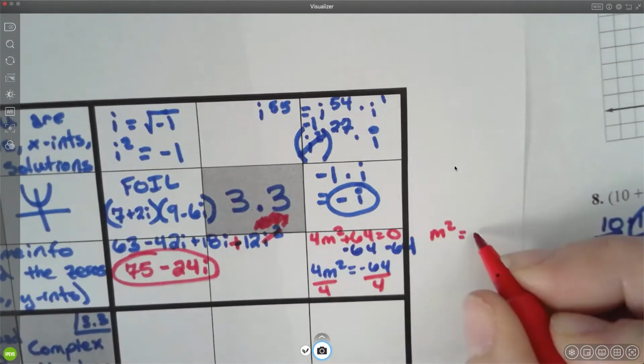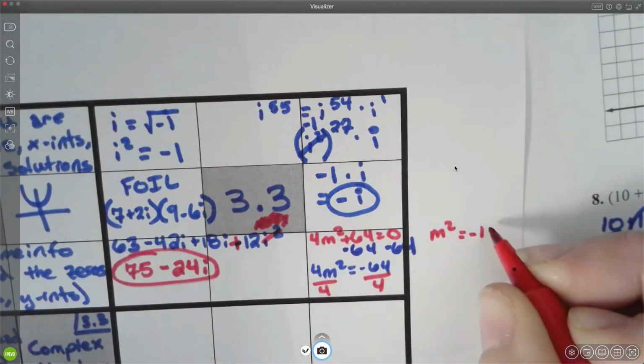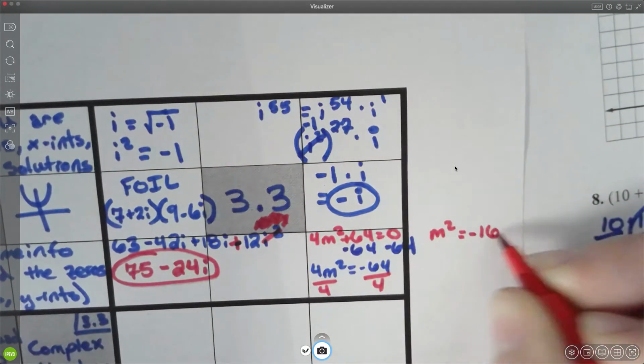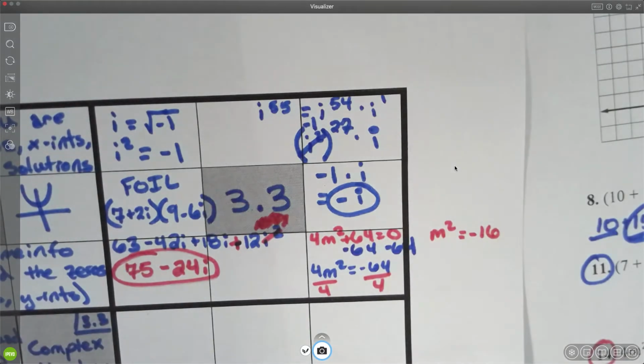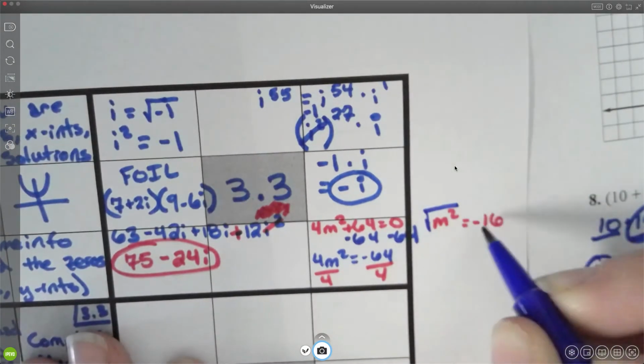64 divided by 4 is 16. Okay, and then what? Take the square root. But you can't, because it's negative.